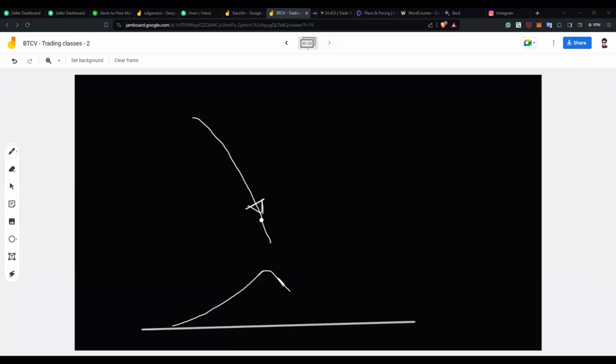If you remember the base breaking strategy, in the base breaking strategy you can use this kind of stuff to figure out a potential area for a reversal. You can use this kind of stuff for that.